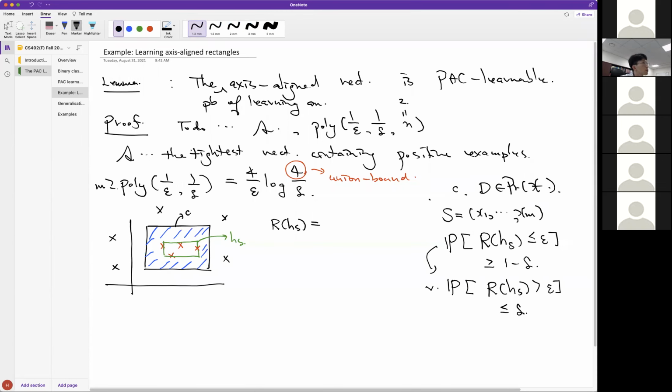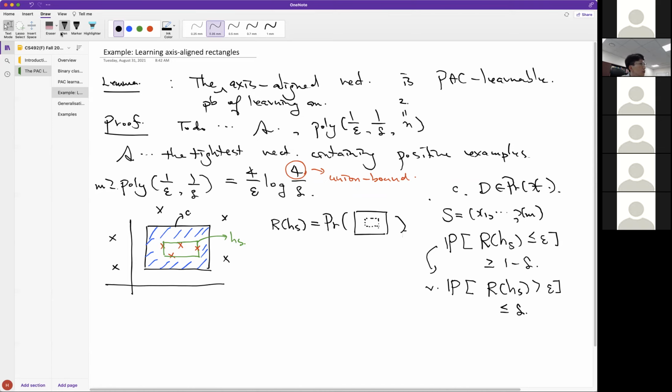I mean the probability of this region. So we're computing the probability of this region. Now the proof goes like this. We split this outer rectangle into 4 regions. I mean, not split into 4 regions. We are thinking about 4 different splits.